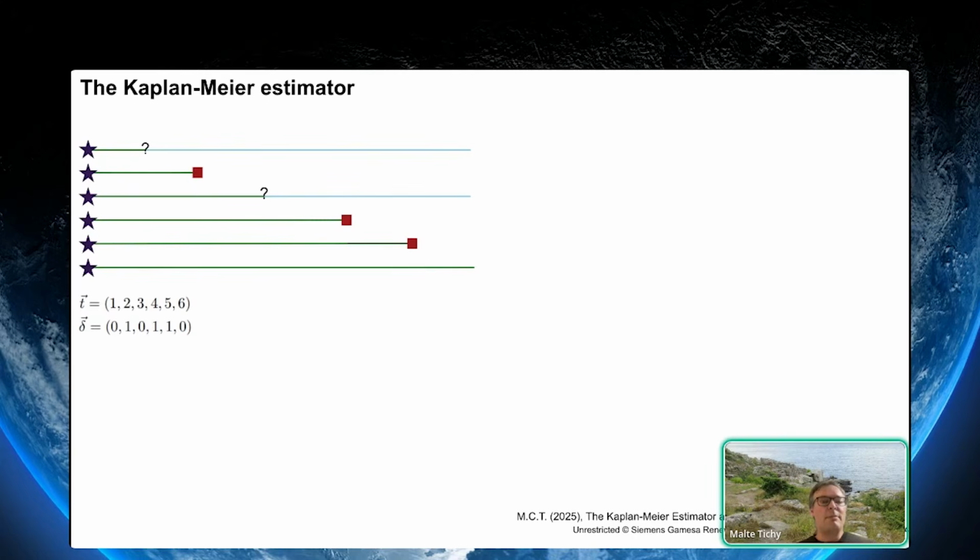So how does the Kaplan-Meier estimator look like in practice? Let's have a look at this synthetic small data set. T takes the values 1, 2, 3, 4, 5, 6. And the first component is censored at time 1. The second component fails at time 2. The third component is censored at time 3, and so on.